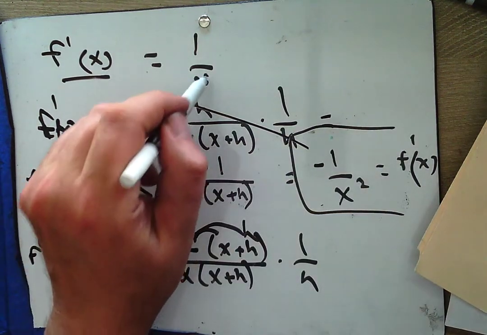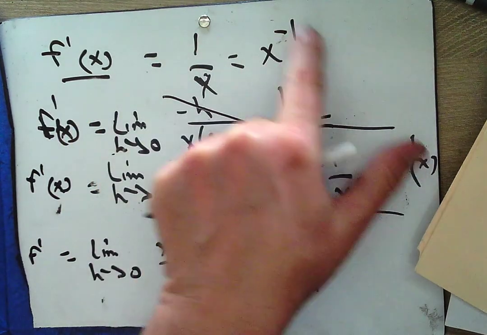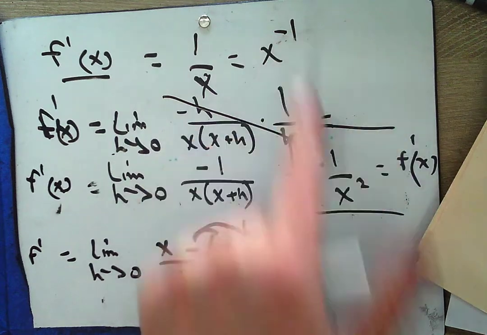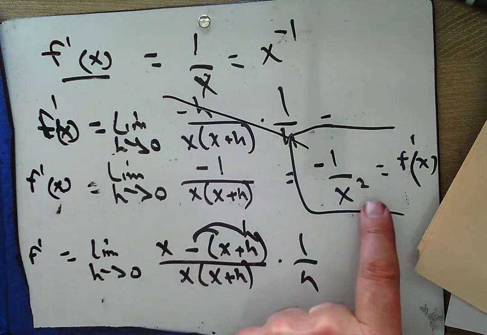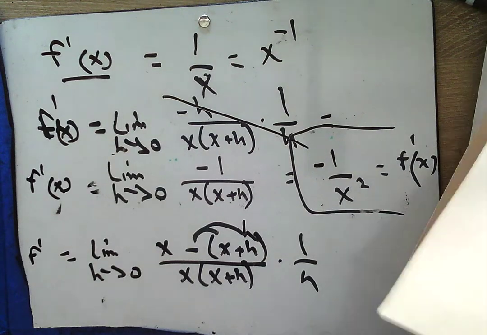And you knew that because this is x to the minus 1. And if you use your shortcut, you bring down the negative 1 and subtract 1 there. There's that negative 1 on top. And x to the minus 2 is 1 over x squared. Okay, that was station 11.